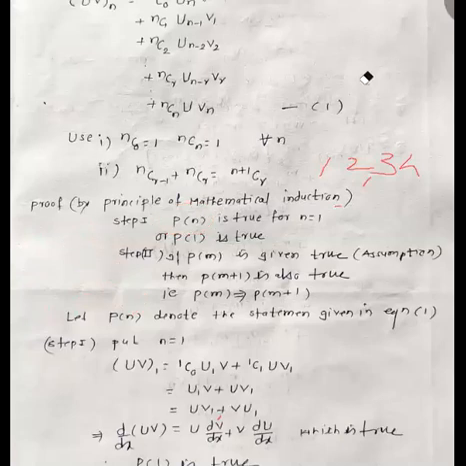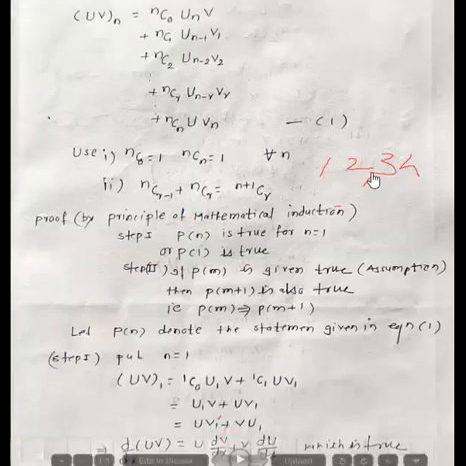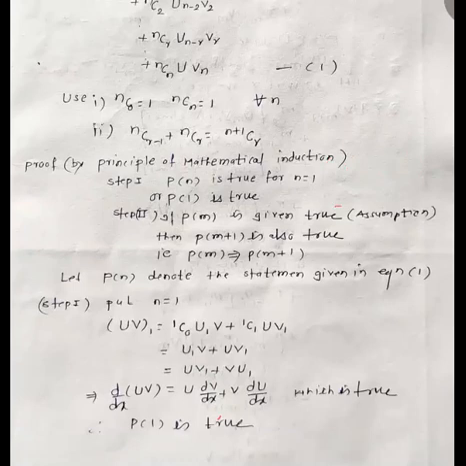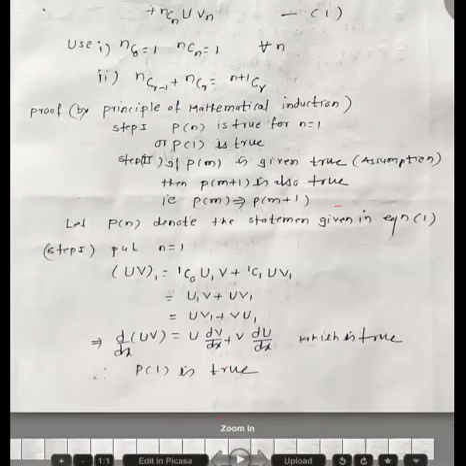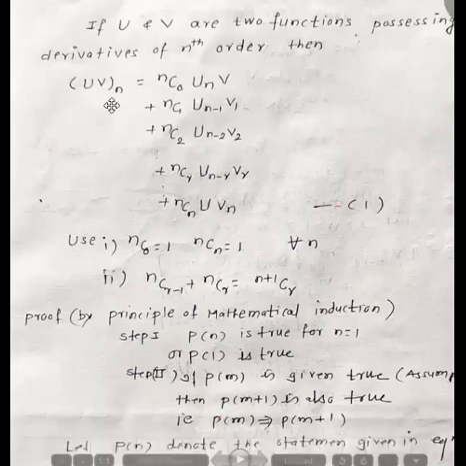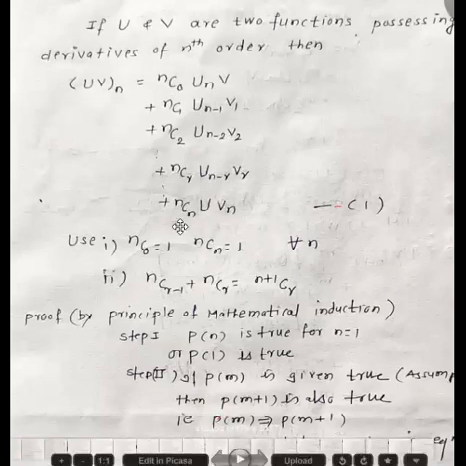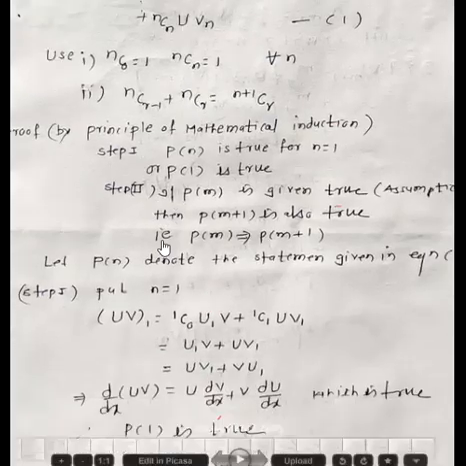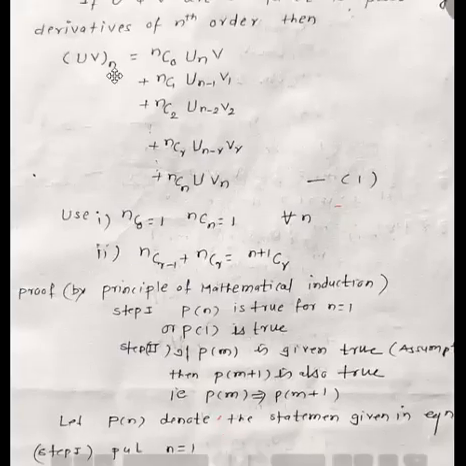So the first step is to show that the theorem is true for n equal to 1. So let us put n equal to 1 in this. This is the result of Leibniz theorem. N is equal to 1. Look at the last value. When n is 1, the last term will be 1c1. So put n equal to 1. So here n is equal to 1.